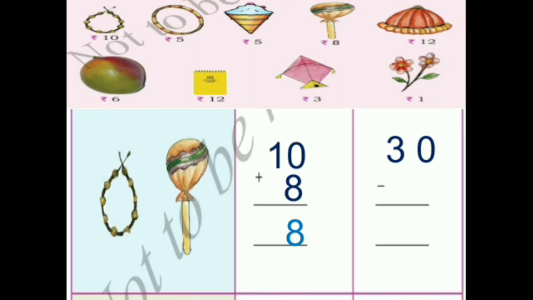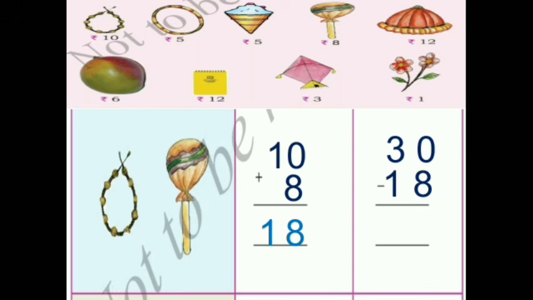Next we should add tens place digits. In tens place we have only 1. So we should write 1 in tens place. Therefore the total cost of bracelet and lollipop is 18 rupees. Now we should find out the remaining amount. Now we should subtract 18 from 30.